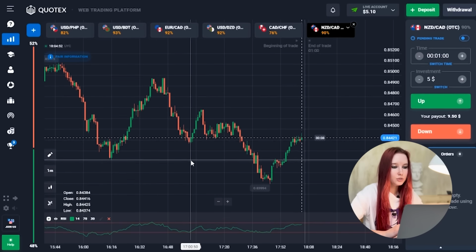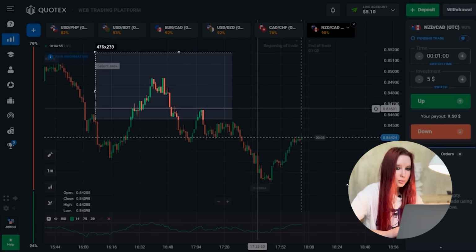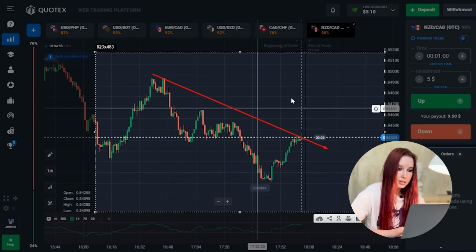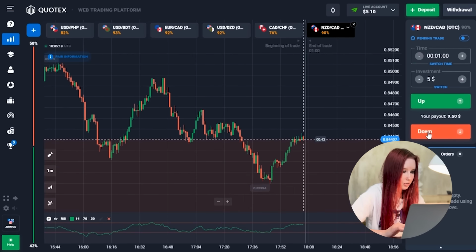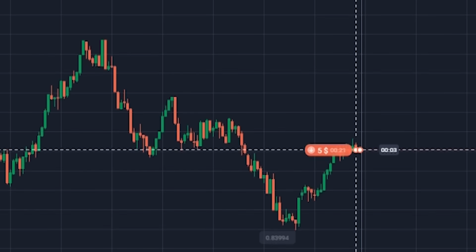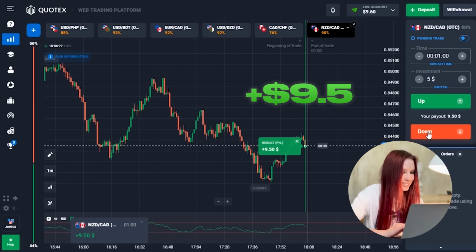And today I'll use only one indicator. This is the RSI indicator, and here we see a local downtrend. Well, the price is also at the resistance level, and we can notice on these candles with long shadows that the price is about to turn around. So my trade will be down here. Cool, my first profit, good.